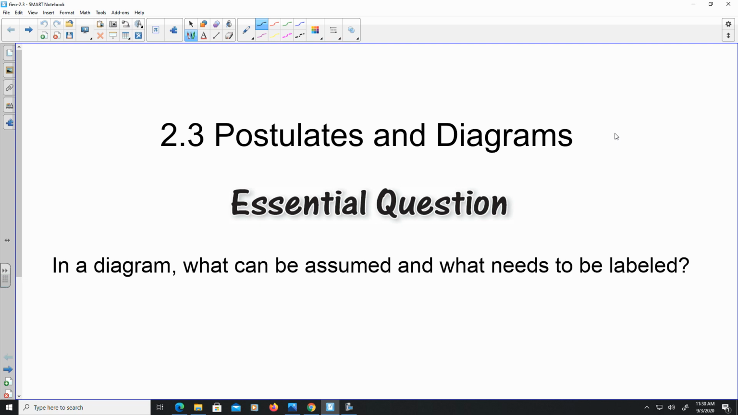So if they show us in a diagram that something is labeled correctly, we can make an assumption that whatever the labeling is, we can say that it is what it is as we move forward. If the diagram is vague, you can't make assumptions on certain things, and we'll look at different diagrams in order to create those conclusions.